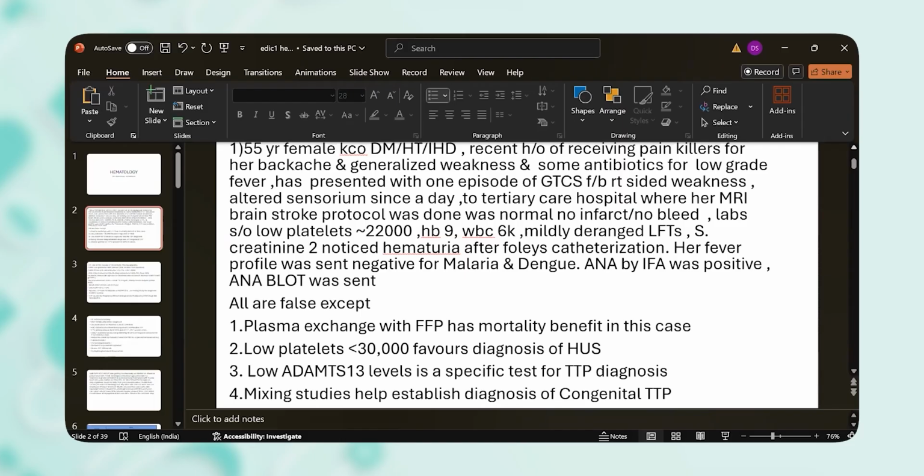So all are false except that plasma exchange with FFP has a mortality benefit in this case. A low platelet count of less than 30,000 favors the diagnosis of HUS, that is hemolytic uremic syndrome. A low ADAMTS13 level is a specific test to diagnose TTP, and mixing studies help establish the diagnosis of congenital TTP, which is the false one.